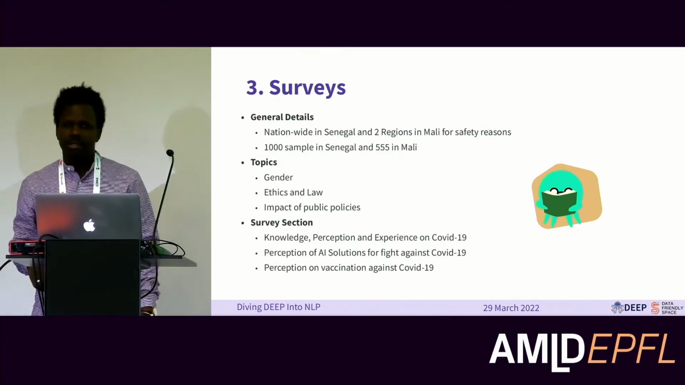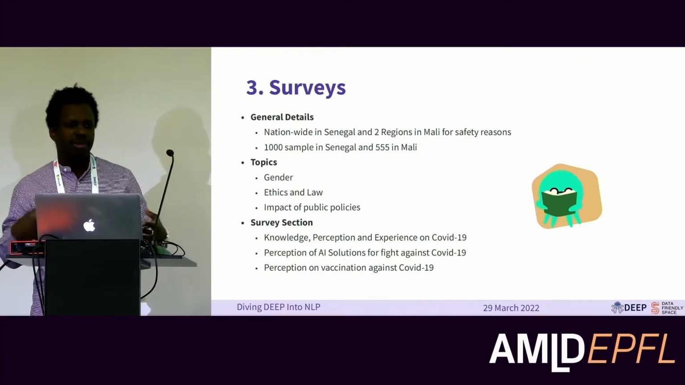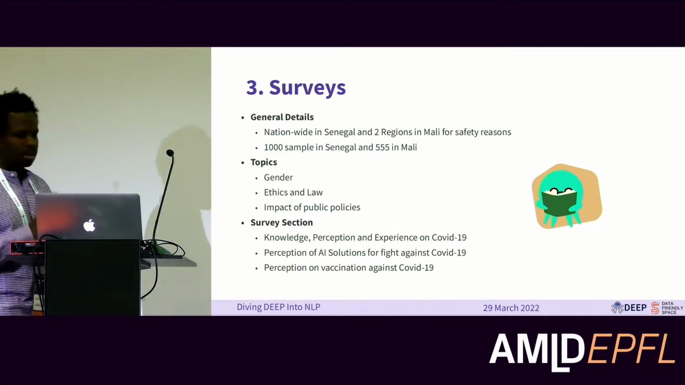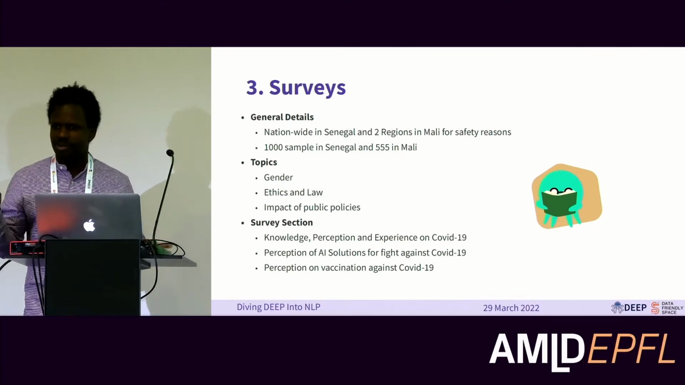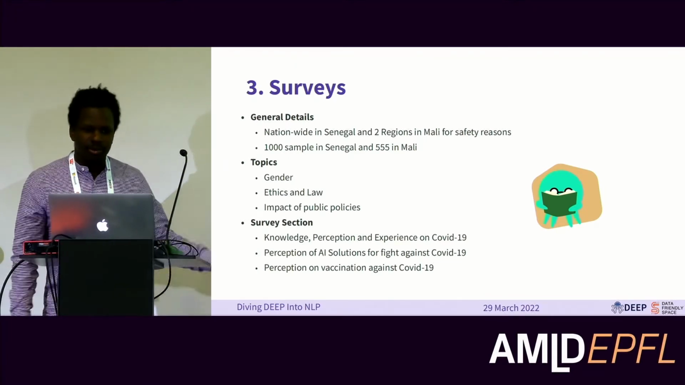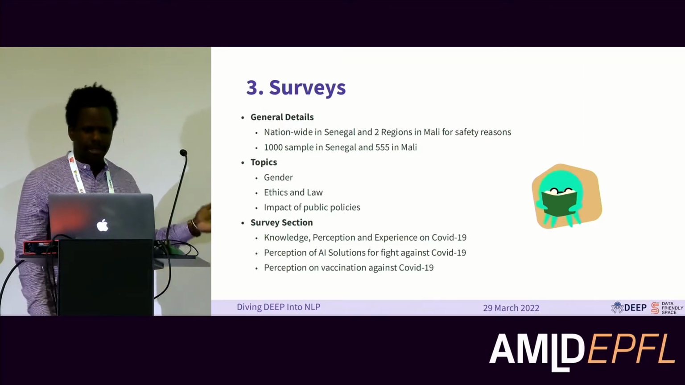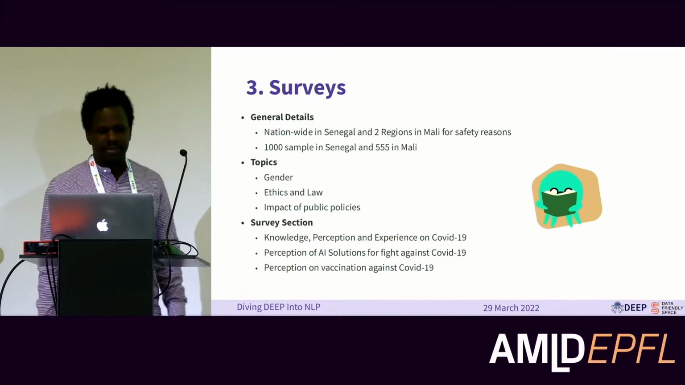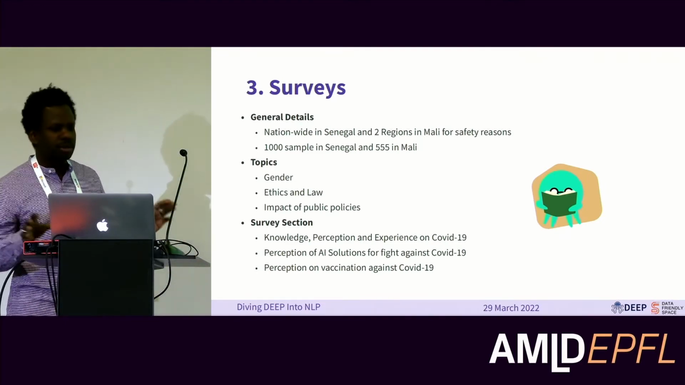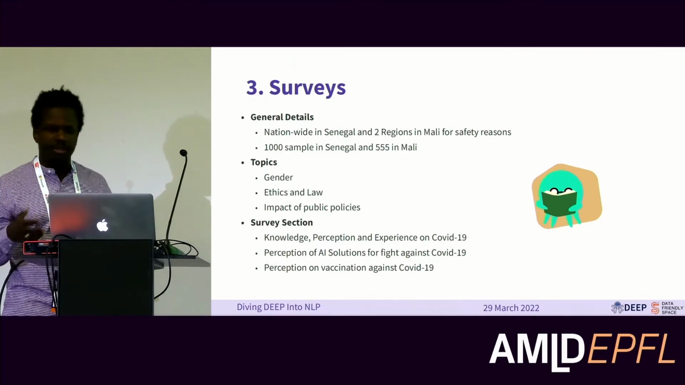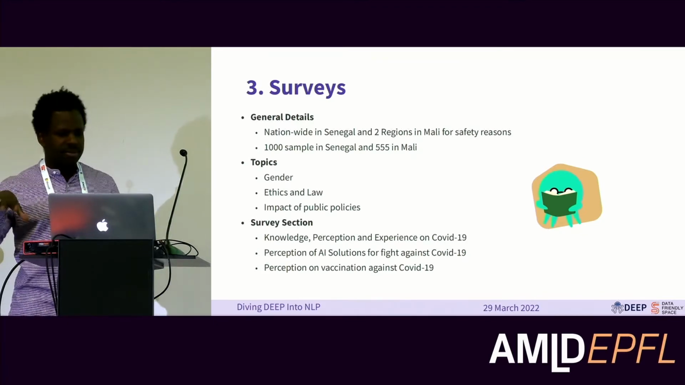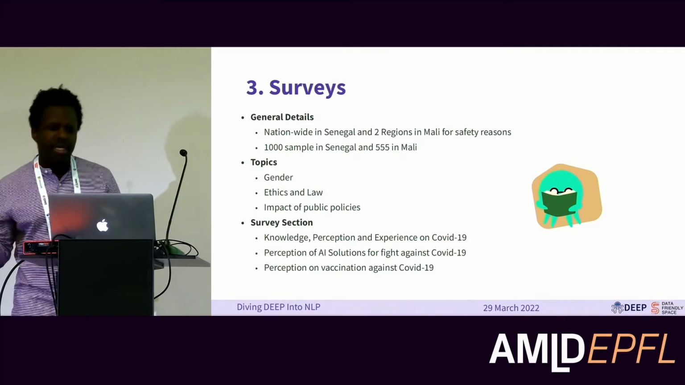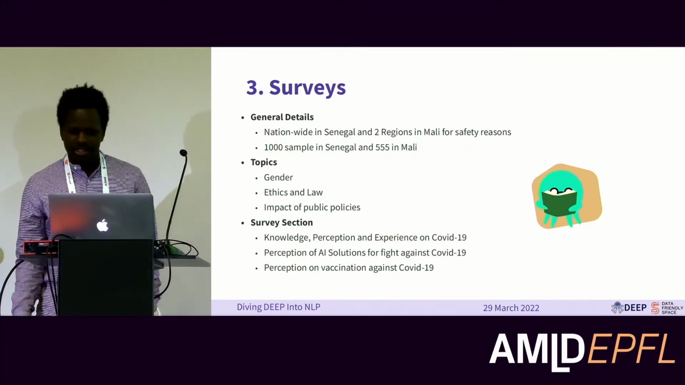The survey was, for me working on NLP, my main source of data. There is a nationwide survey in Senegal, so all over the country. In Mali, only 2 regions, because the others are in red zones, so it's really dangerous to go there. There was a sample of 1,000 people in Senegal, and 550 in Mali. The topics of the survey were gender, ethics, law, and the socioeconomic situation of people living there in each region. In the survey sections, there are also more specific themes on knowledge, perception and experience of COVID-19, the perception of AI solutions, and also vaccination.